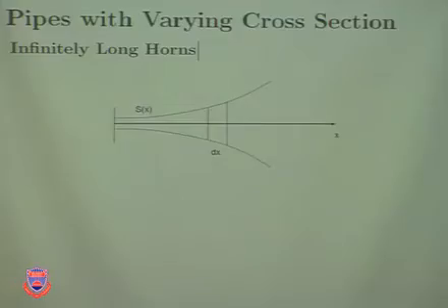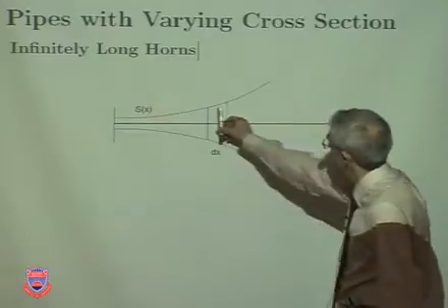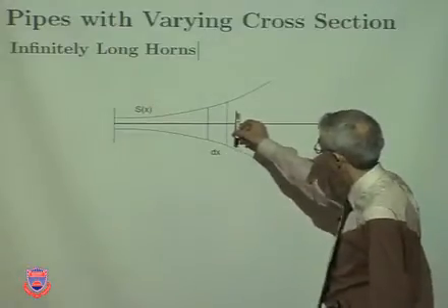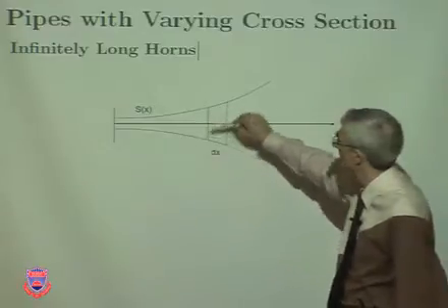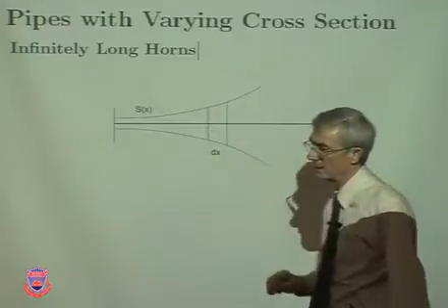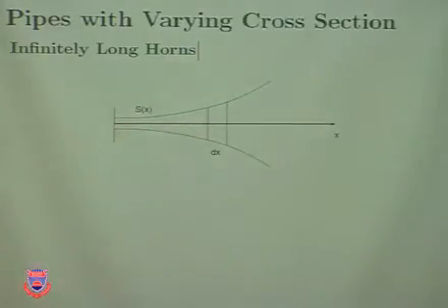So in the derivations here, we assume a couple of things. The sound wave that comes in, the plane wave, is perpendicular to the axis, number one, and the walls are rigid. Those are two important assumptions in the derivation of these.